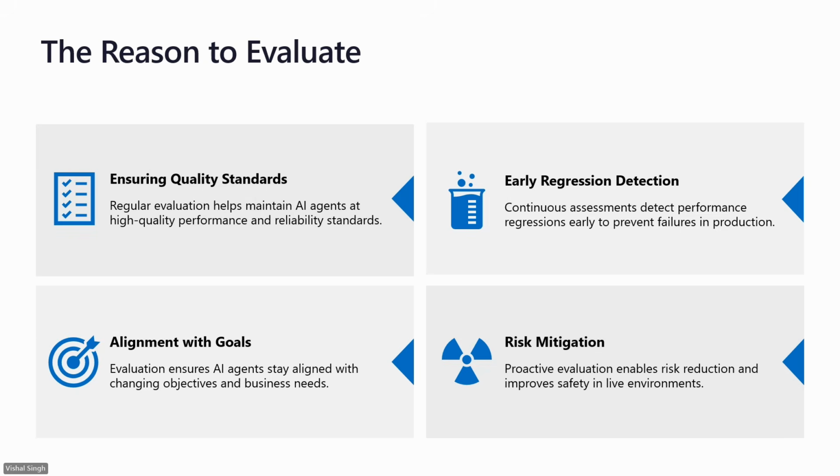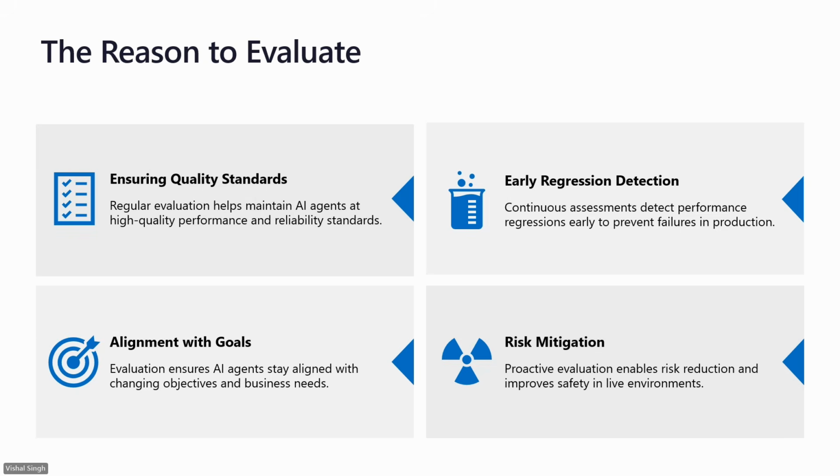One, ensuring quality standards. So we all know LLMs are very powerful, but they are also unpredictable. They can hallucinate. They can lose context across a long conversation or quietly ignore an instruction. You may have seen that in the Air Canada case. Their chatbot gave a customer incorrect refund policy information, and the airline was held legally liable for it. The agent sounded confident, it just wasn't right. So, regular evaluation is what gives you a continuous signal on whether your agent is performing to the standard your business has committed to.